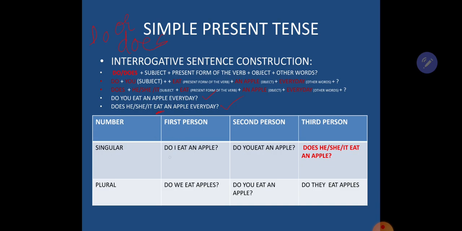So first person singular, do I eat an apple? Second person singular, do you eat an apple? Third person singular, only you have to keep in mind, does he eat an apple? Does she eat an apple? Or does it eat an apple? Now plural, do we eat apples? Do you eat apples? And do they eat apples? So this is the interrogative form of the simple present tense.